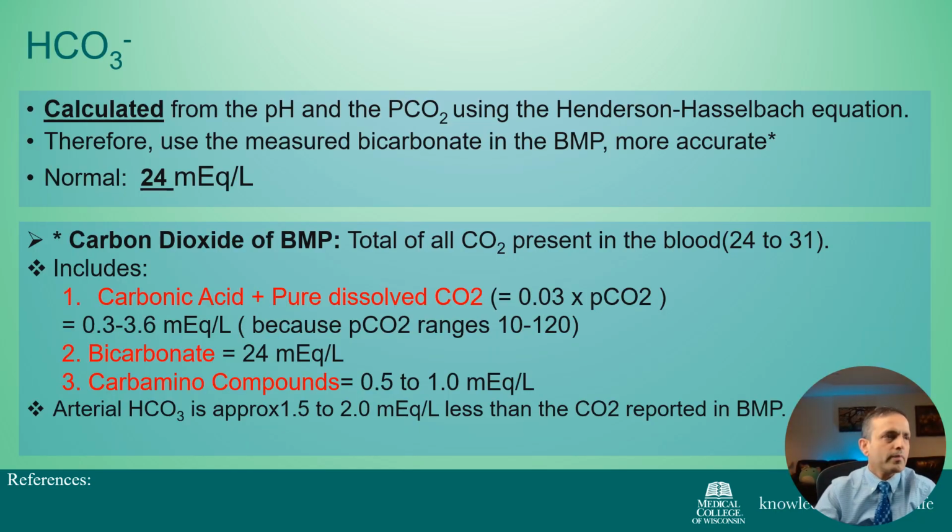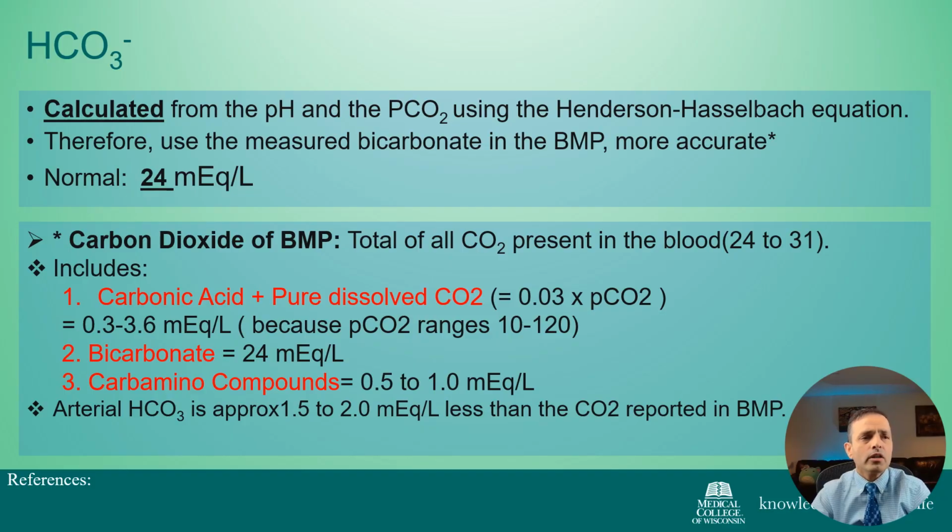So let's talk about bicarbonate. Bicarbonate in ABG is always calculated from pH and PCO2 using the Henderson-Hasselbalch equation. Therefore, we have to use the bicarbonate in the BMP, which is more accurate. Normal bicarbonate is 24. Whatever CO2 number you get in the BMP is what you are going to use.